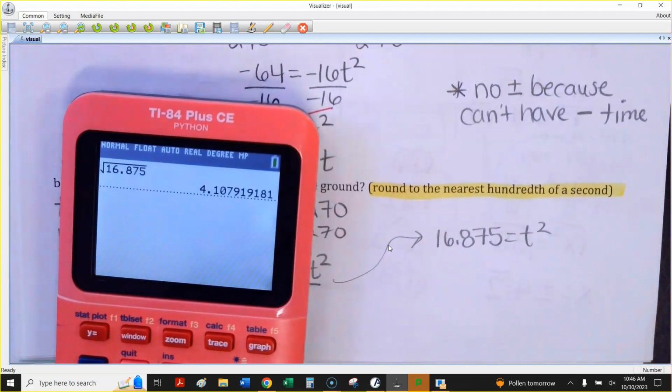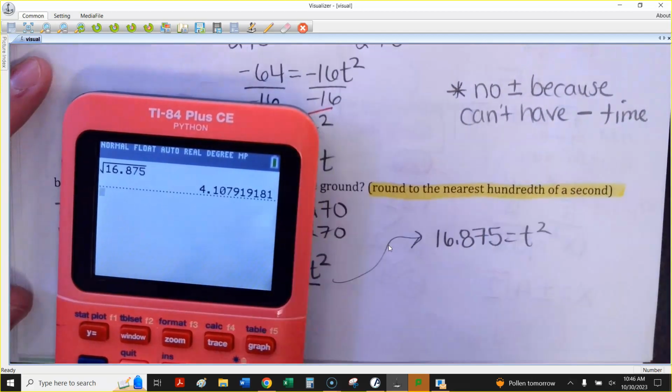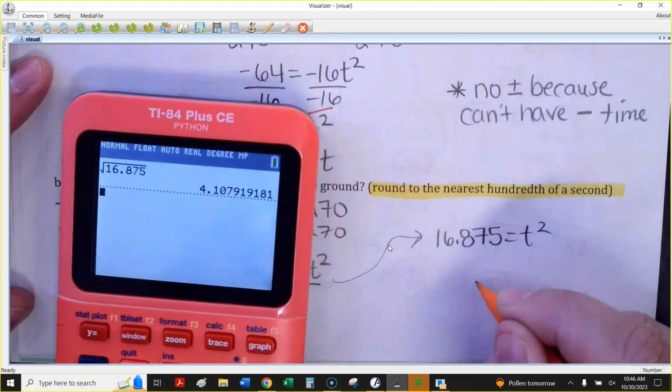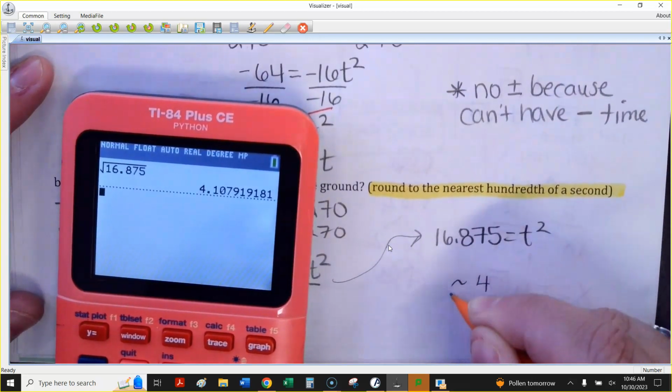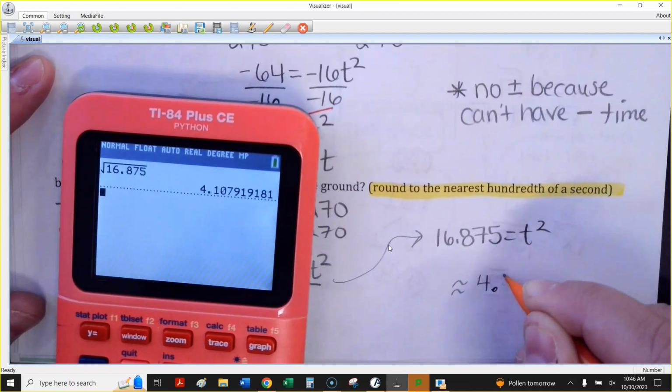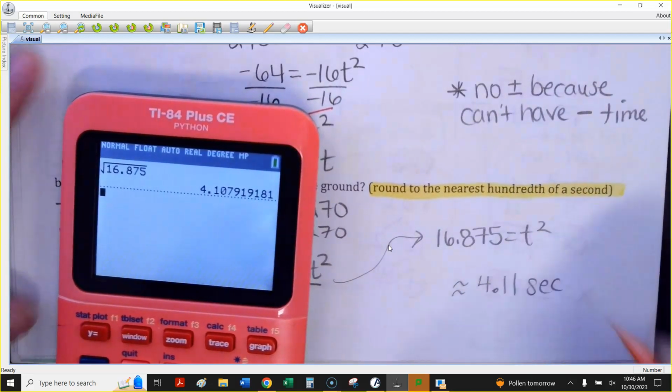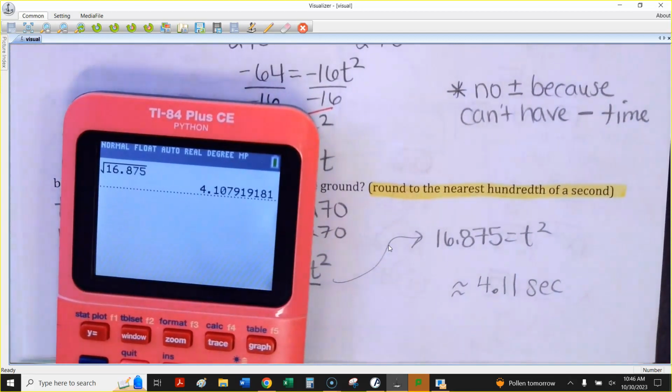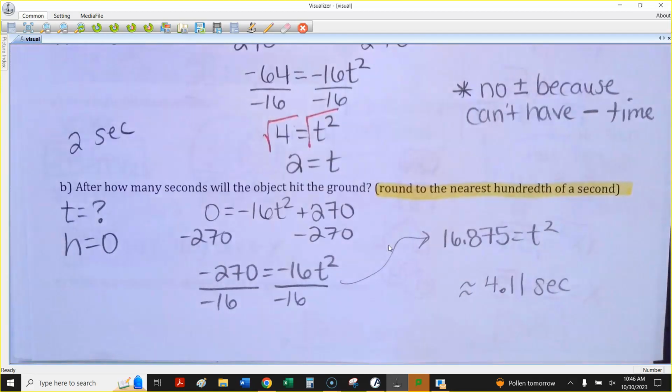This one's not a nice answer. No plus and minus on this because, again, we can't have negative time. So I would say this one is about 4.11 seconds until the object would hit the ground. Is anybody having a question?